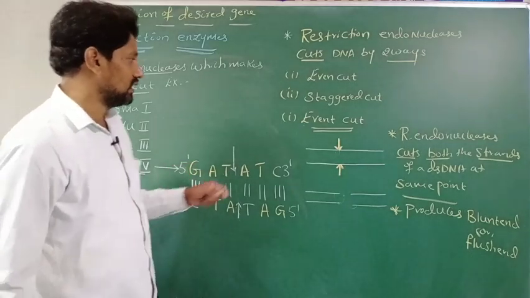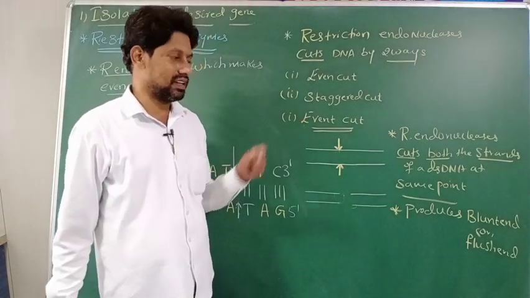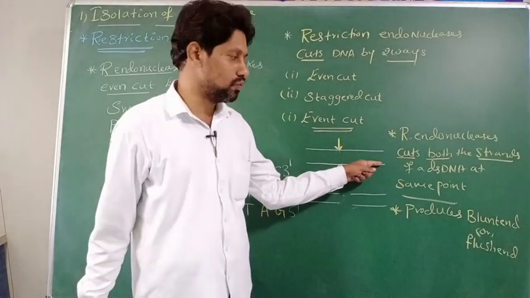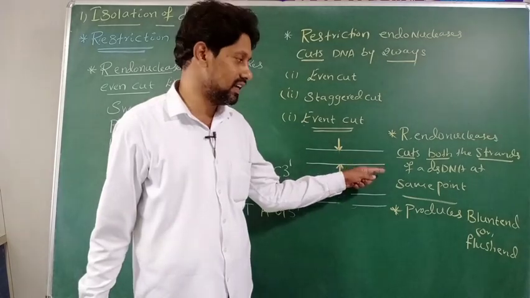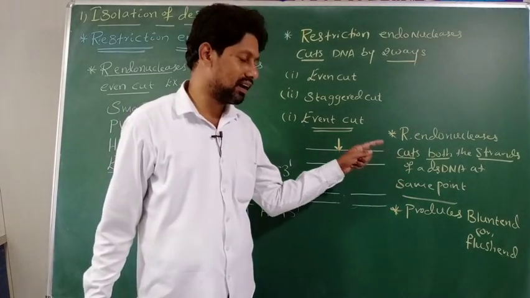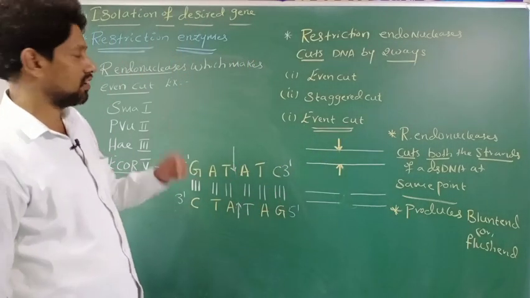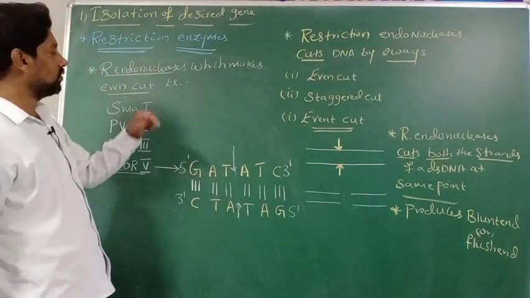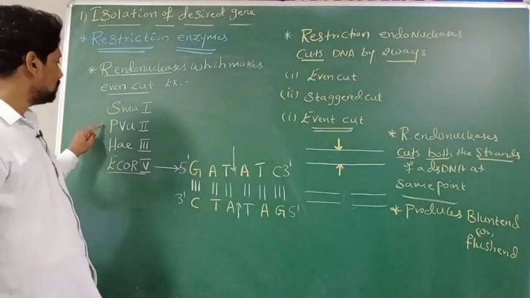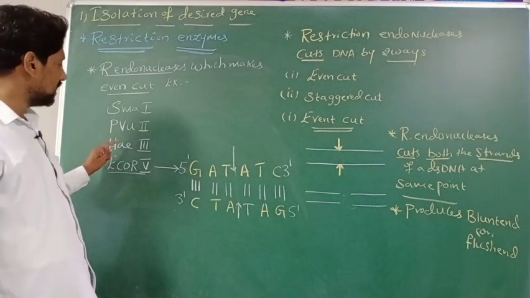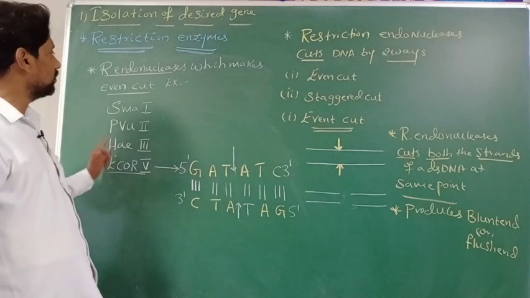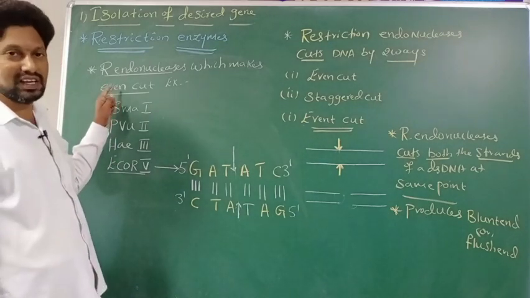Right. Now listen here. We are discussing which cuts are even cuts. Restriction endonucleases that cut both the strands of a double-stranded DNA at the same point produce blunt ends or flush ends. Examples of restriction endonucleases which make even cuts: SmaI, PvuII, HaeIII, EcoRV.